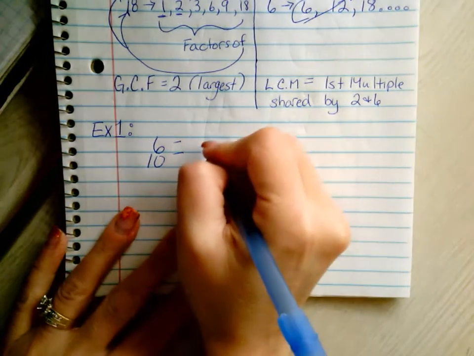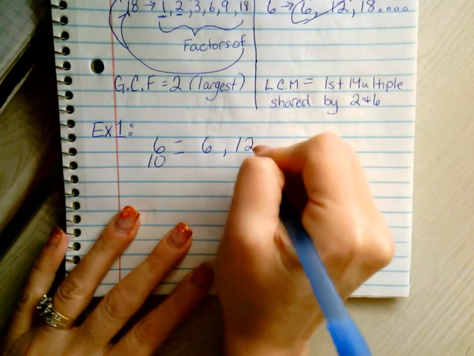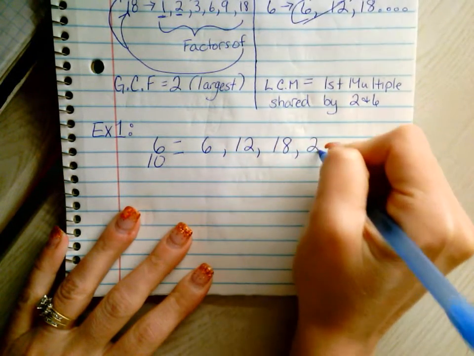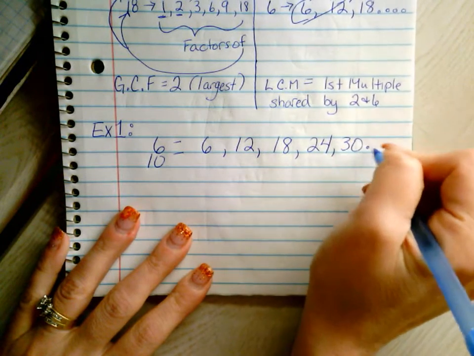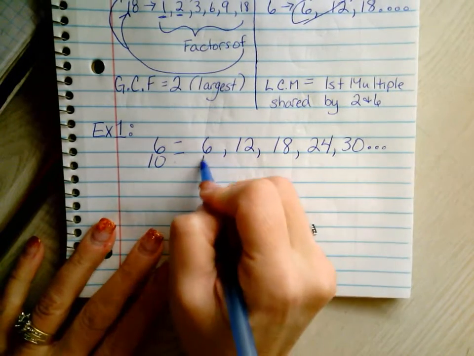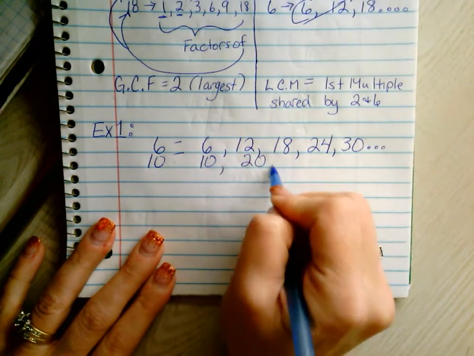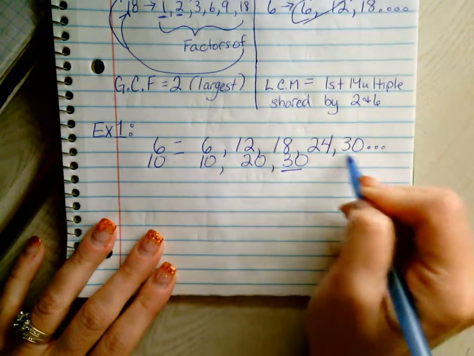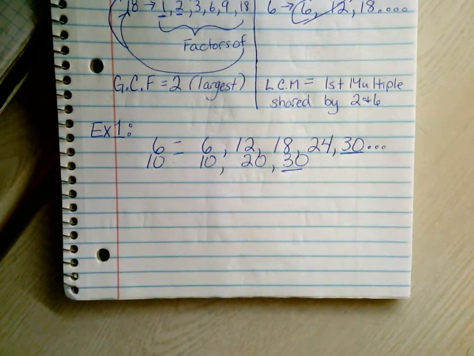Which I've already done when I said it to you. So 6, 12, 18, 24, 30. I'm going to quit right here and hope that I get somewhere quick, and I know I will. 10, 20, 30. This is the first item they share. Okay? The least common multiple of 6 and 10 is 30, which means 30 years after the first time they're in the same spot, they will again be in those locations. Okay? This is one way of doing it.